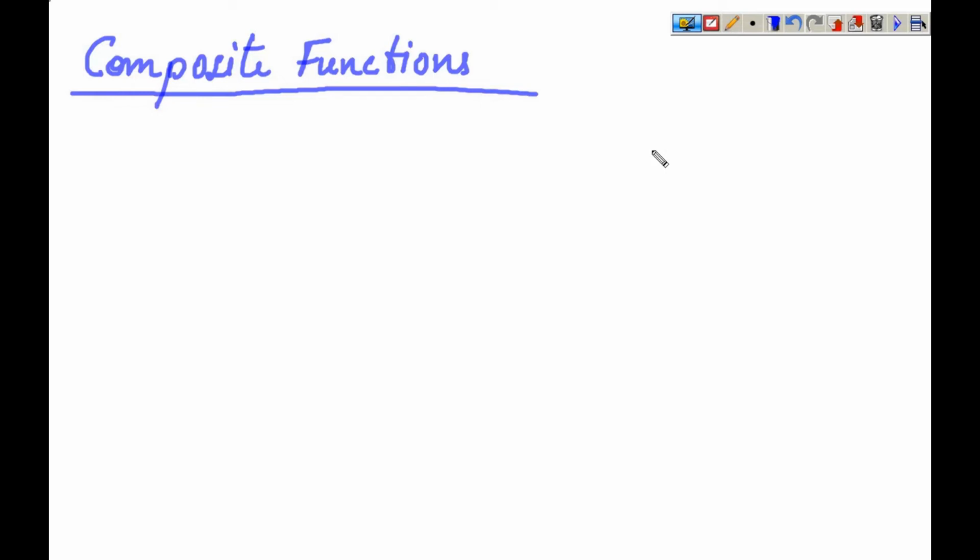So today we are going to talk about composite functions. Those are functions which contain two or more functions. That is, we have a function inside a function inside another function.